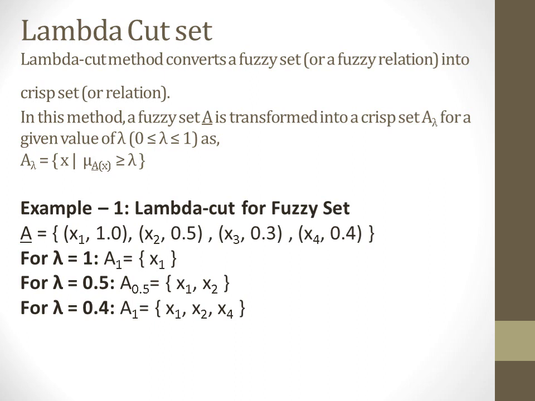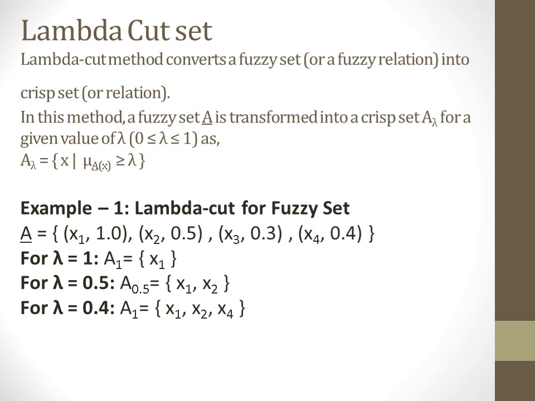Next, for lambda is equal to 0.5. See the given fuzzy set. Yes, you can say that x1 and x2 are the two elements whose value is greater than or equal to lambda. And that's why in the lambda set for lambda is equal to 0.5, x1 and x2 elements get considered. For lambda is equal to 0.4, x1, x2 and x4 elements get considered.